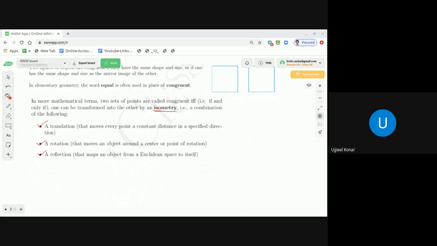So two distinct plane figures on a piece of paper are congruent if we can cut them out and they match up completely by means of translation and rotation. Okay, so let me give you some examples, then it will be more clear to you, based on whatever I defined about isometry.